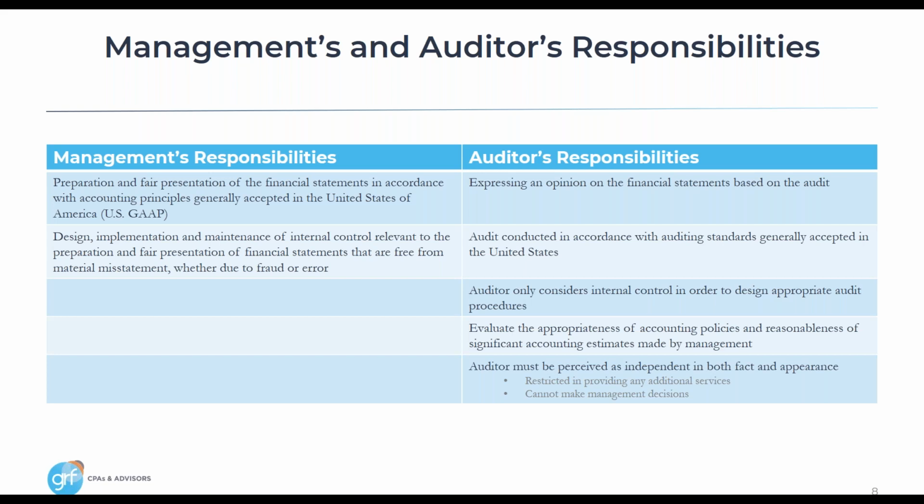Also, there are some restrictions in what other additional services we can perform. For an example, at a 30,000 foot level, we would not be able to set up the organization's chart of accounts or set up the accounting system software for the client. That in theory, we would be auditing our own work and would impair our independence. And if we are not independent, then we cannot render an opinion on the financial statements of the organization.